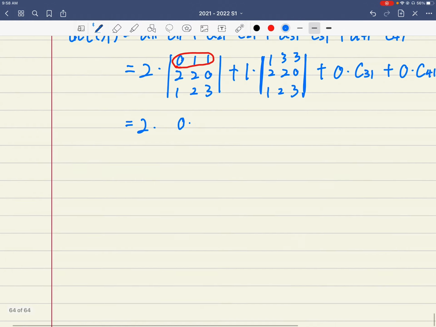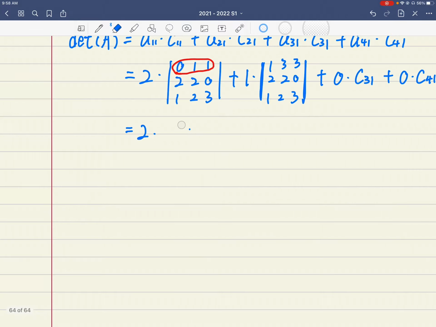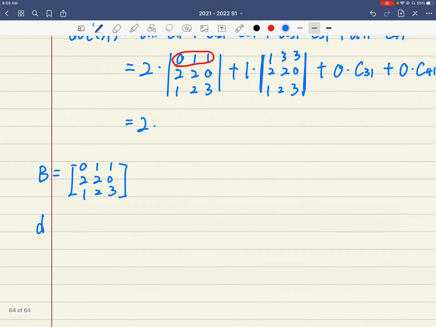Okay, let's do it here separately. Otherwise, it's a little bit confusing. So let's call this matrix B. It's this 3x3 matrix, and then you want to get its determinant.